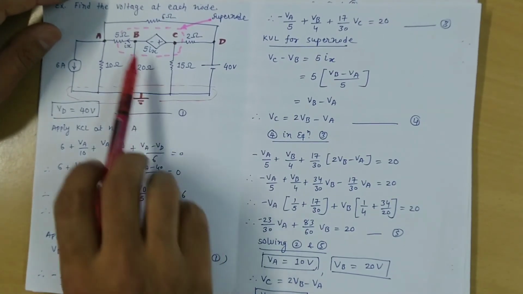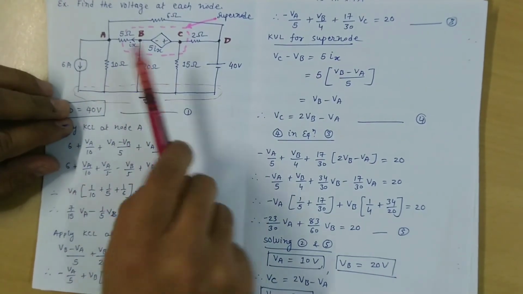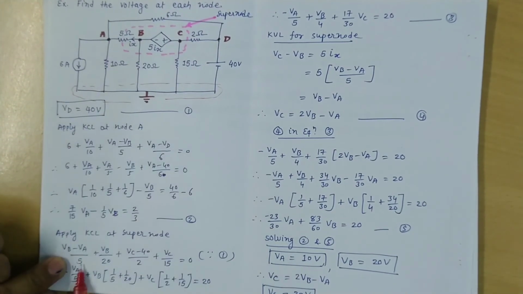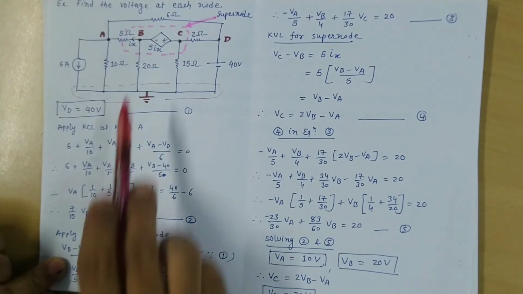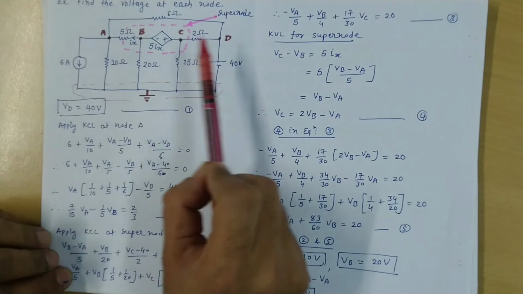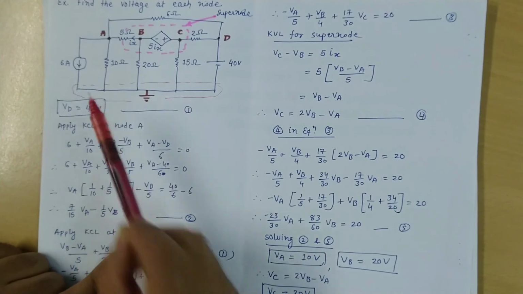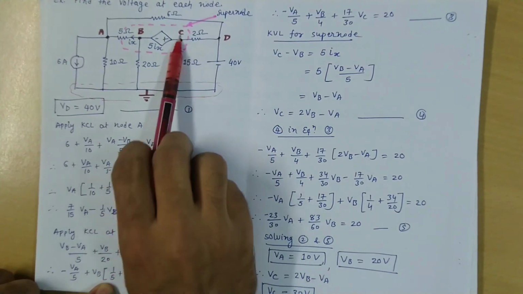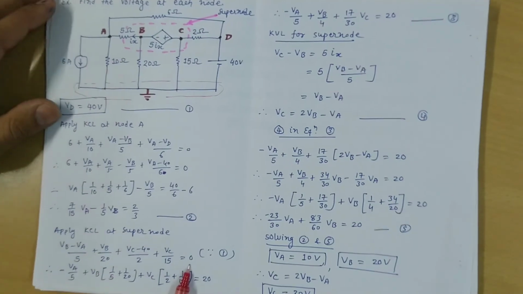Now we will apply KCL at super node. So if we apply KCL at super node, we will get this branch current as VB minus VA divided by 5. Branch current for this VB minus 0 divided by 20. Branch current for this VC minus VD divided by 2. The value of VD is 40, that's why VC minus VD, that is 40 divided by 2. And branch current for this VC minus 0 divided by 15, VC by 15 is equal to 0.